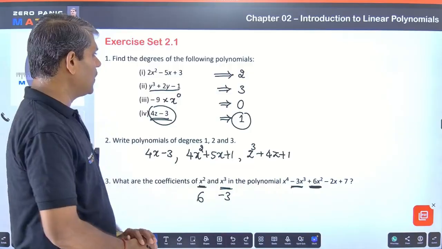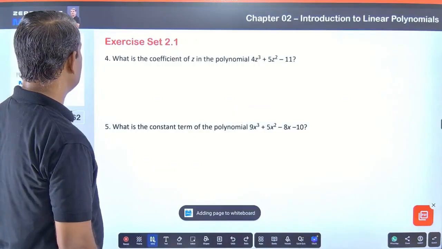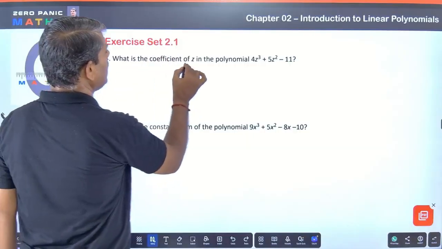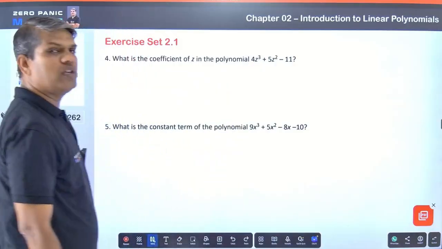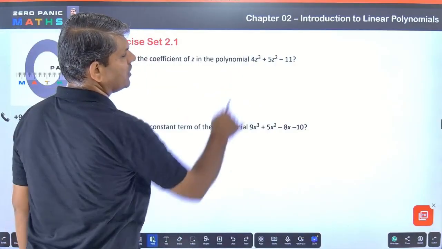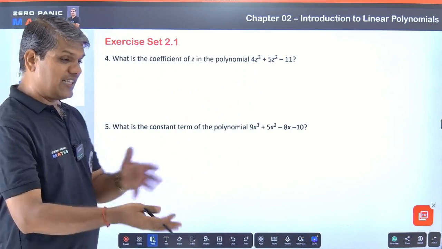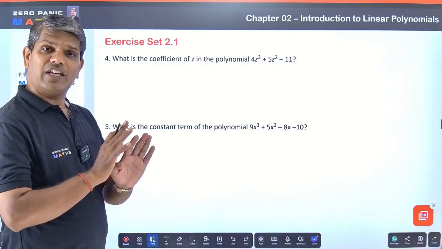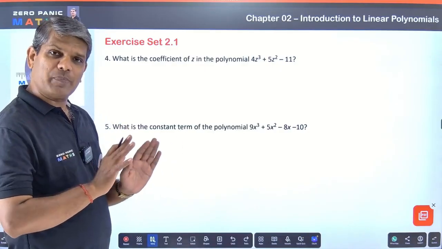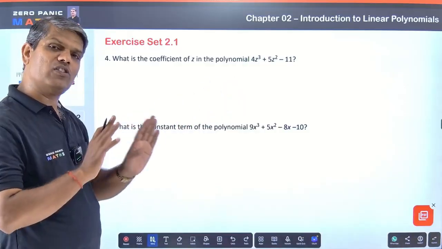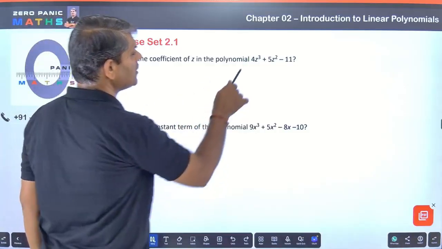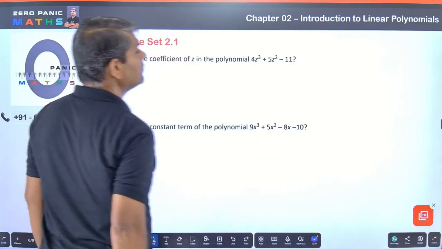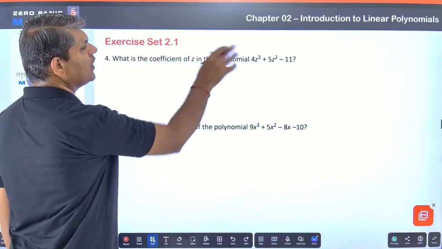Understood this? Okay. Let us see the next set of questions in exercise set 2.1. What is the coefficient of z in this polynomial? You see that? Okay. This is just before the example that I was discussing, that even if all the terms are not present in the polynomial, it's okay, but you need to consider it based on the power, that is, how you define the degree of the polynomial.